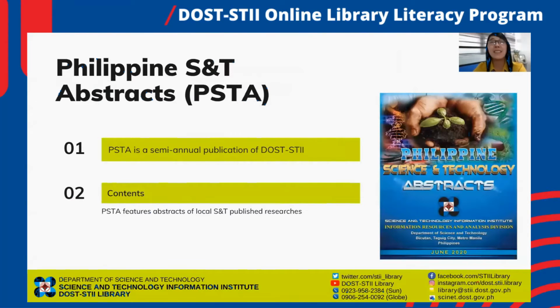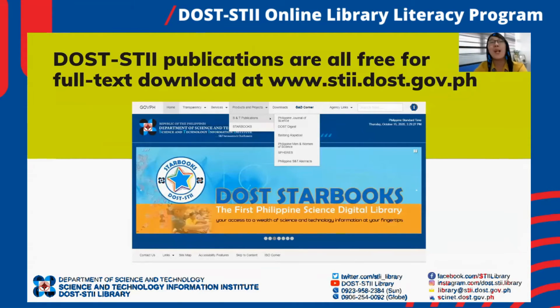Last, we have the Philippine Science and Technology Abstracts, or the PSTA. PSTA is a semi-annual publication of DOST-STII, released every June and December of each year. PSTA features abstracts of local S&T published researches. So if you are looking for a list of local S&T published researches, PSTA is the one for you. So remember, all of these publications are free for full text download at the DOST-STII website at www.stii.dost.gov.ph. So just go visit our website, go to Products and Projects, and select S&T Publications, then you're good to go.